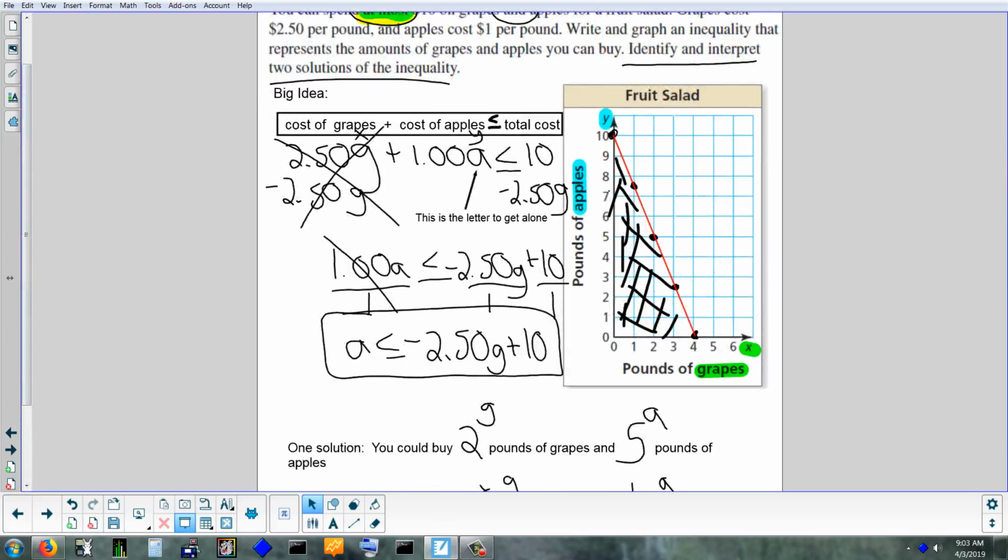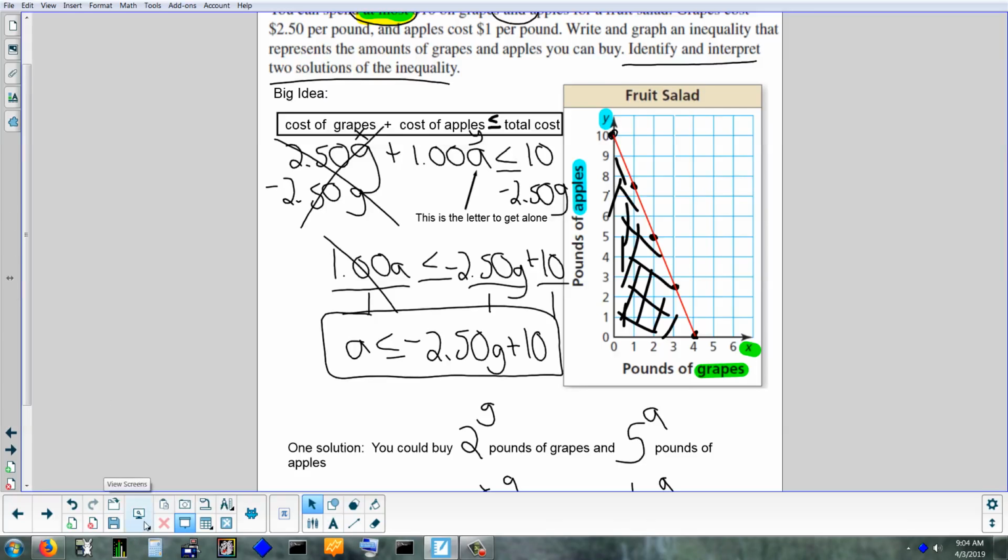So when it says interpret and identify 2 solutions of the inequality, all that means is pick 2 coordinates that are inside or on the line that you just drew, and there's 2 solutions. Now on the test, it's going to be different for everybody. You may pick one of the same coordinates, but chances are you're not going to pick 2 that are the same. So to identify and interpret, it's going to vary because people are going to pick different coordinates. As long as they're on the line or inside the shaded area, any of those will work for a solution.